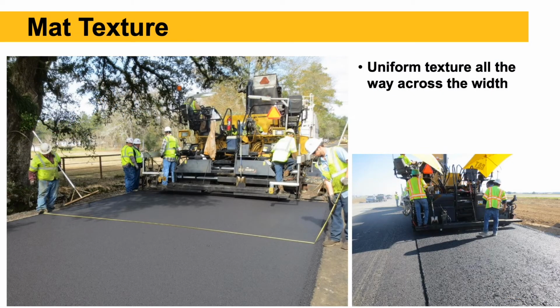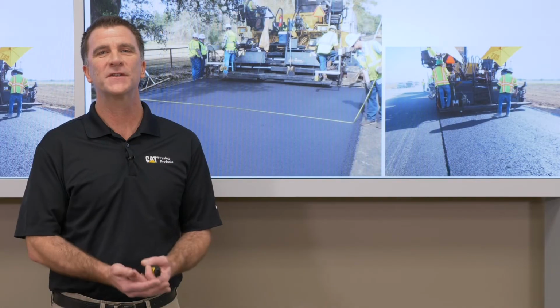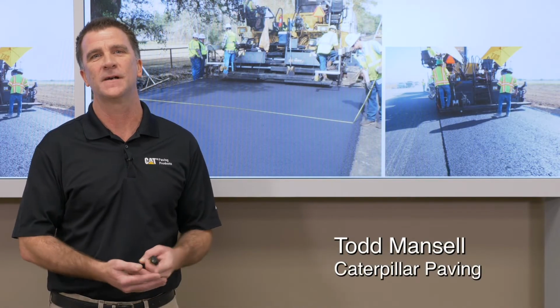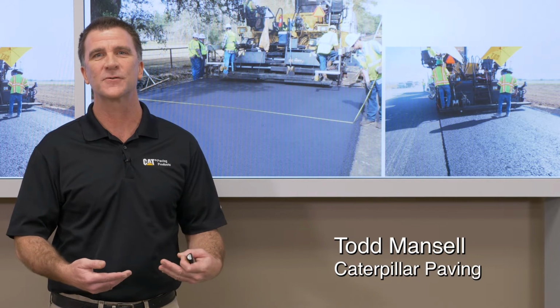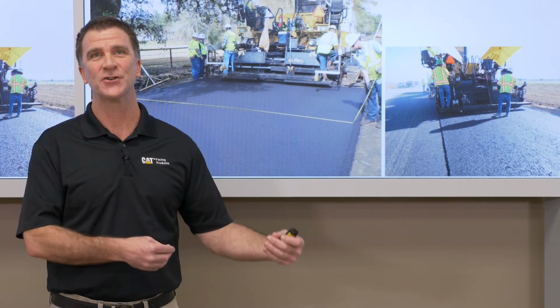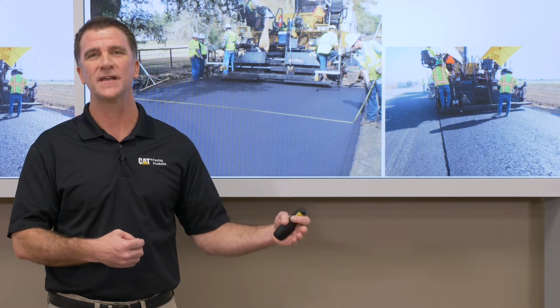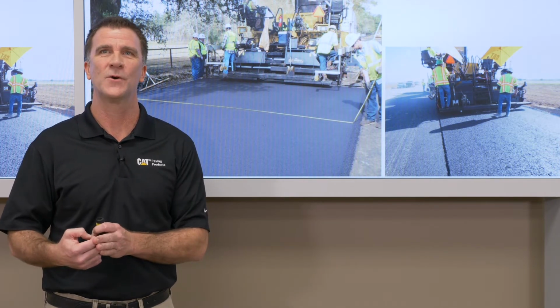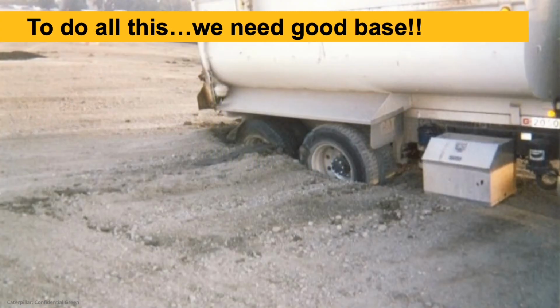Mat texture. In paving operations, the goal really is to have a uniform mat texture from one edge of the pavement all the way to the other. So if everything is set up properly on the paver, we're operating things correctly, using our best practices, that mat texture should look the same from one end gate to the other, all the way across the width of the mat. To do all this, we need good base.